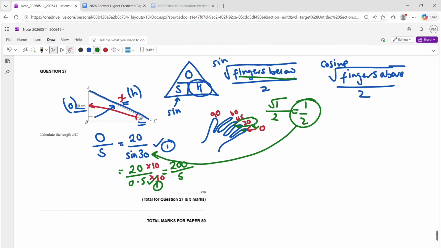So the easiest way to divide by 5, if you haven't got a calculator, I always divide by 10 and double my answer, because 5 goes in twice as many times as 10 does. So 200 divided by 10 is 20. So 200 divided by 5 will be 40. And that is my 3 marks for my answer.